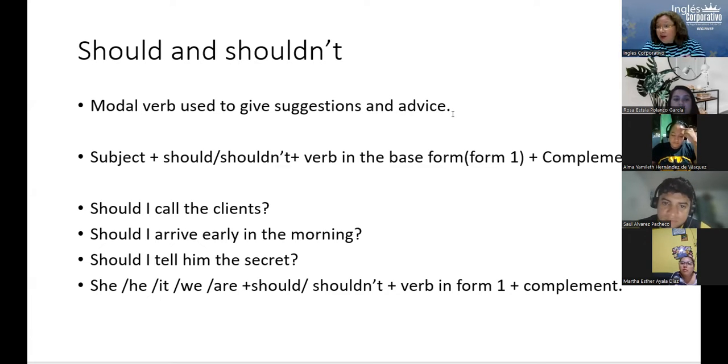Suggestions and advice. You can give instructions too. This is what we were looking, correcting behavior, right? Correcting behavior or saying which one is the appropriate behavior and which one is an inappropriate behavior, right? So, for example, and the structures, right? Affirmative, you use should. Subject plus should, plus the verb in the base form, plus the complement. Remember, the base form is the first column. This is what we call form one. And for questions, we change, right?